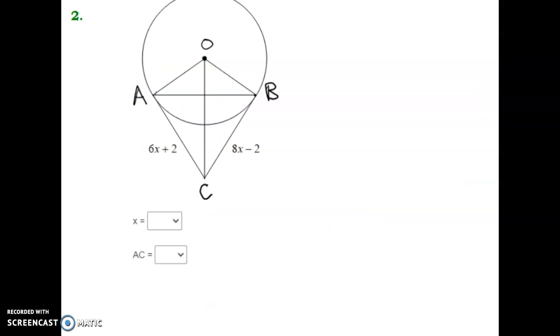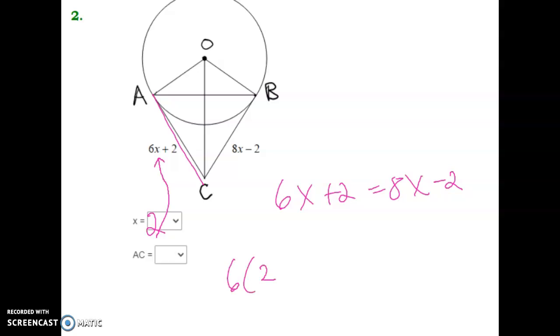Number 2. This is one of those ice cream cone problems where you set the 2 tangent lines equal, and you solve for x. You should get x equals 2, and then it's asking for the length of AC. So then you would take your 2 and plug it back in, and you do 6 times 2 plus 4, and that gives you length of AC is 14.